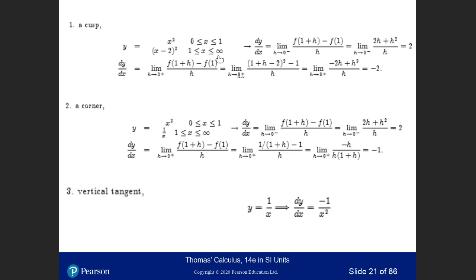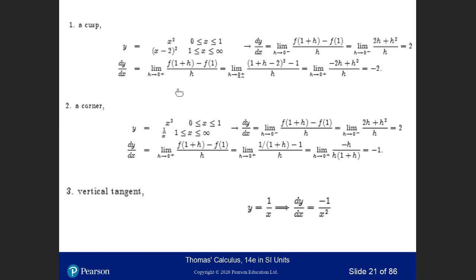Now we want to calculate the derivative at x equals 1. If you approach 1 from the left, this function is valid. So that's f of 1 plus h minus f of 1 divided by h. Then you want to find the left-hand limit. Now, if you open this up, 1 plus 2h plus h squared. f of 1 is 1, so the 1s cancel out, and you have 2h plus h squared divided by h. If you cancel out the h and take the limit as h goes to 0 from the left-hand side, the result is 2. So the left-hand derivative is 2 at point 1.